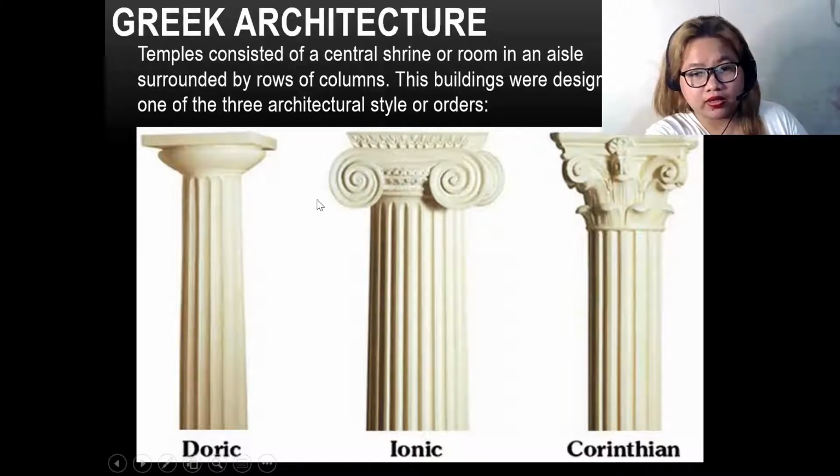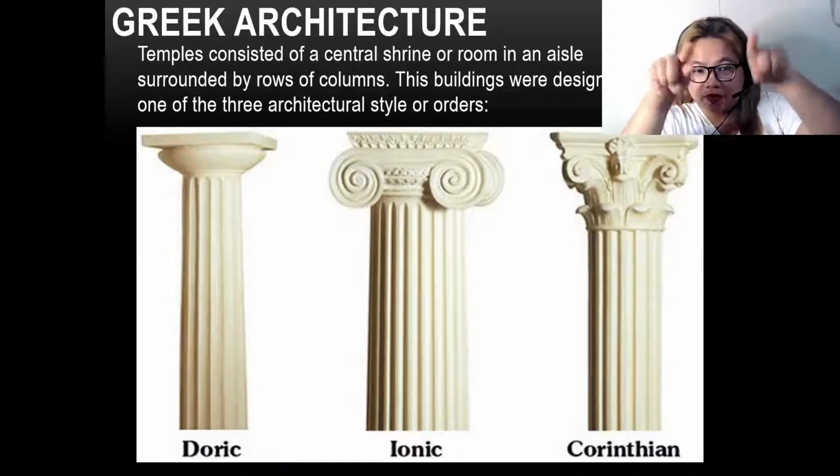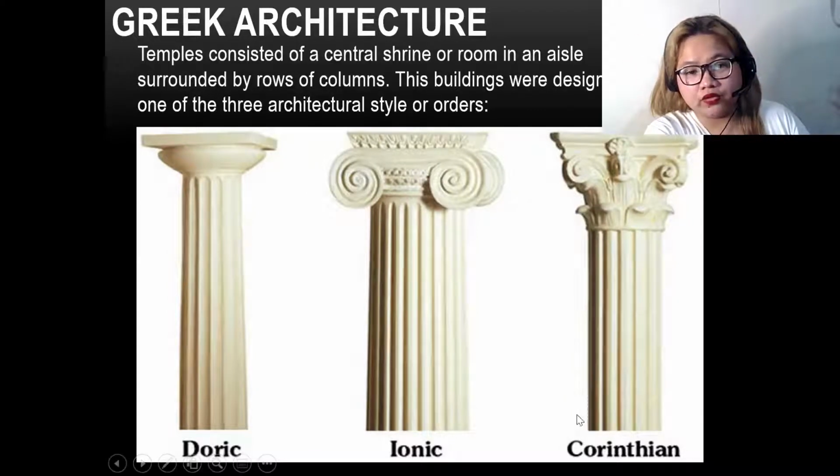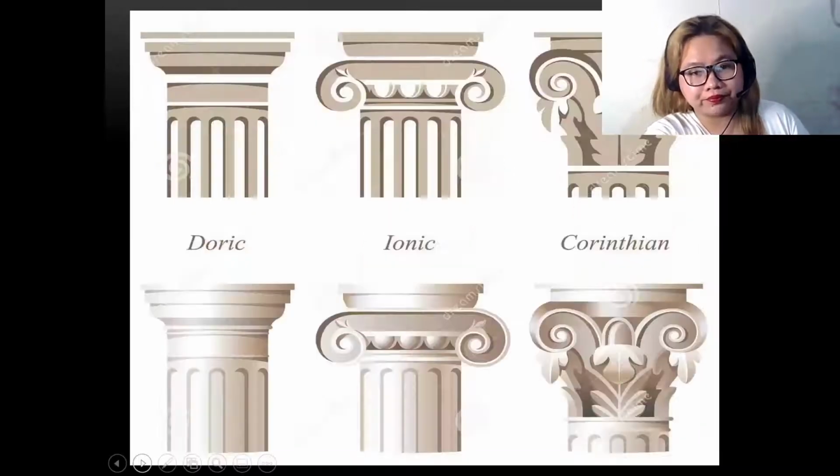This one, Doric. Then the next one, which we still see up to now, with these designs, that is Ionic. And then for the third one, the most elaborate, that's what we call Corinthian. There. Doric, simple. Ionic. The most elaborate is the Corinthian.